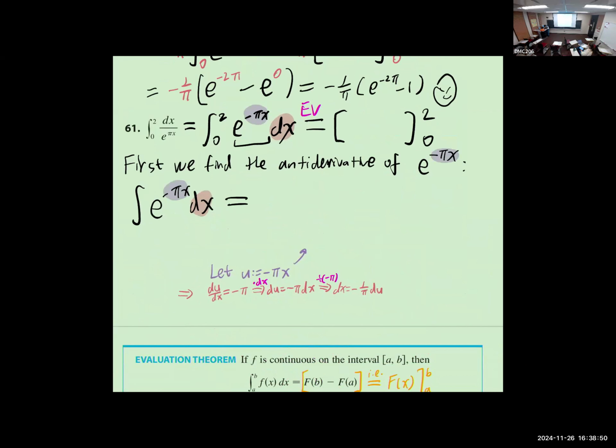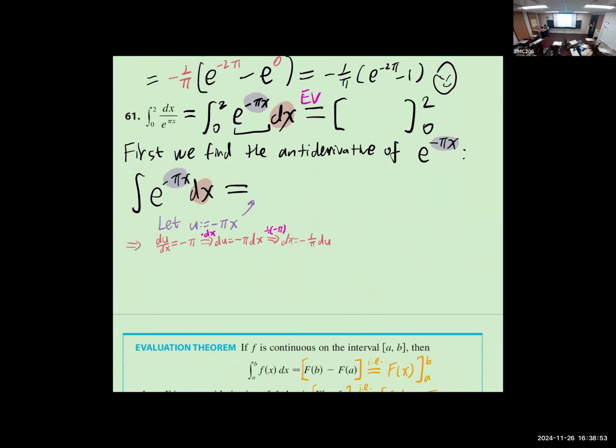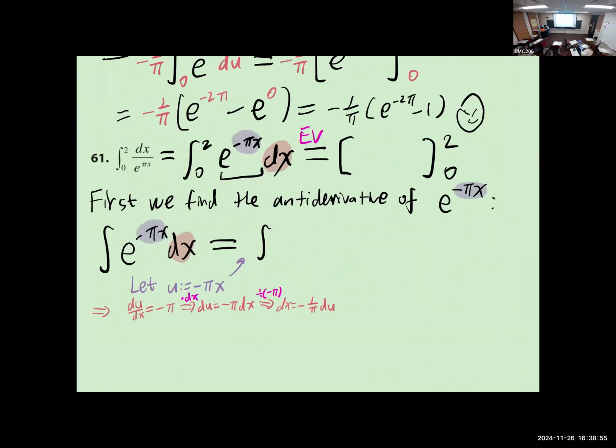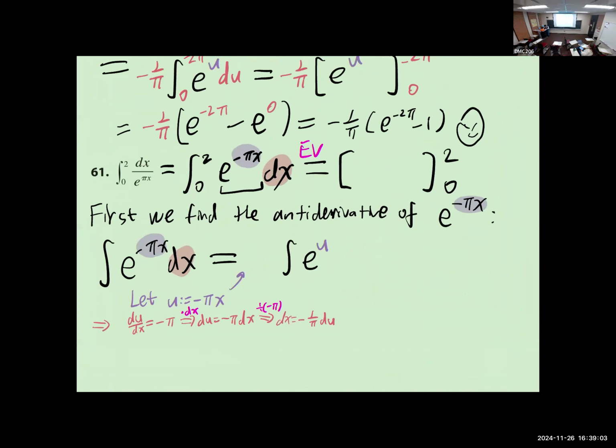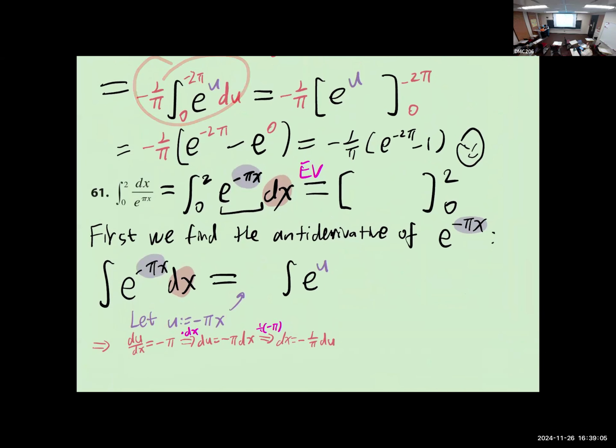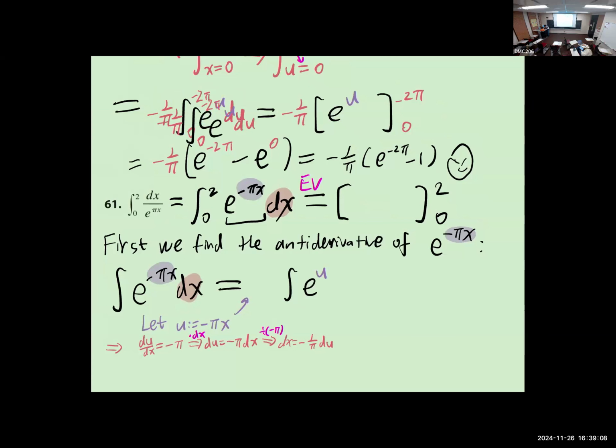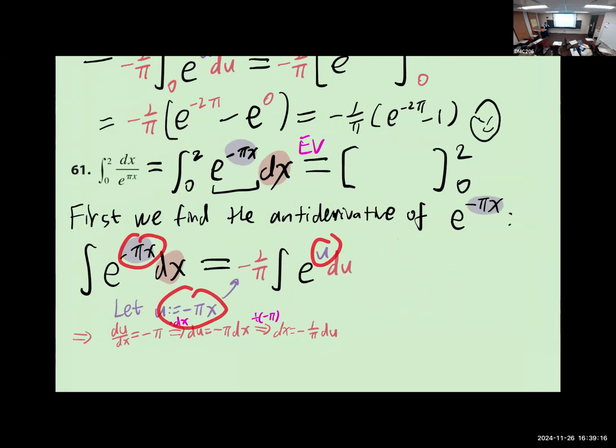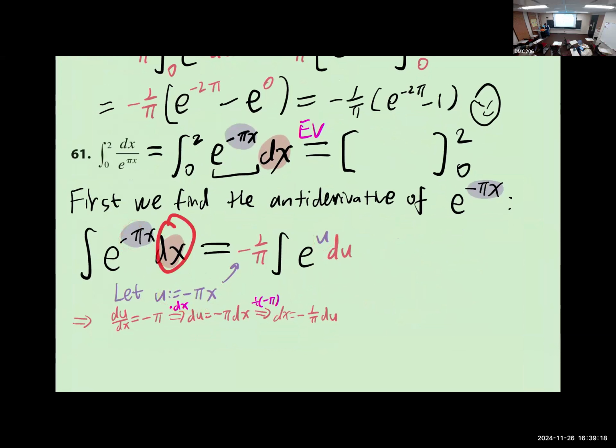So we get the answer: the integral of e to the u times negative 1 over pi, as above. We can directly copy this and then erase the two bounds. It equals that because u is negative pi x. So we replace negative pi x with u, and dx is negative 1 over pi times du, right? So just do exactly the same thing as above, and we get this antiderivative.